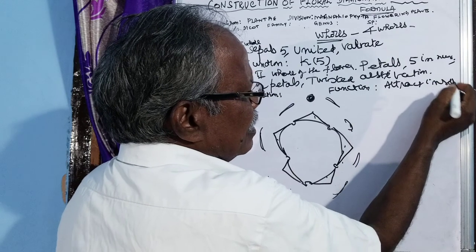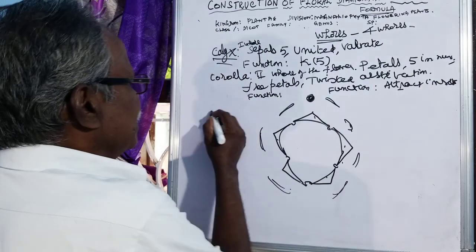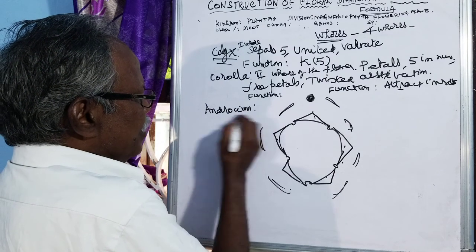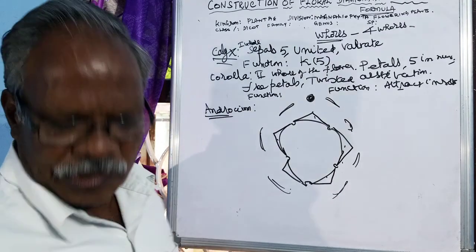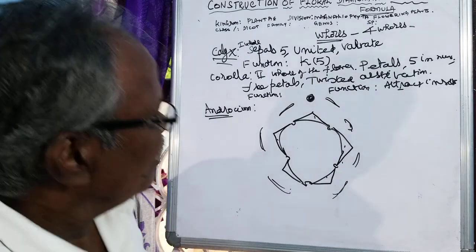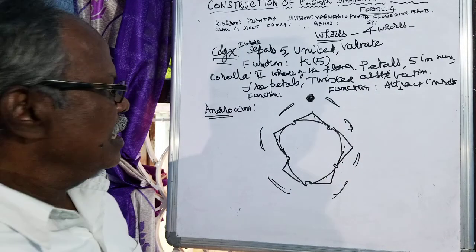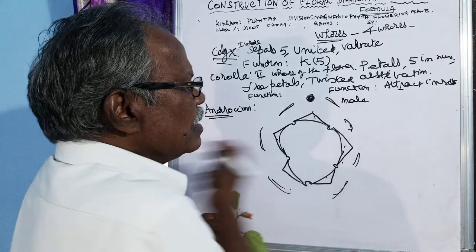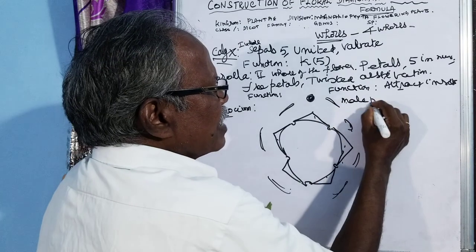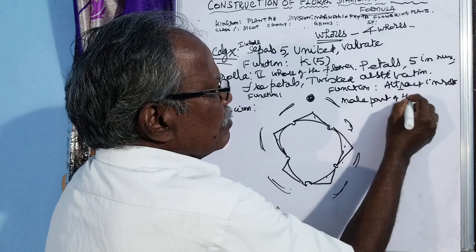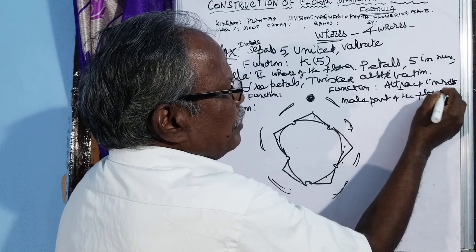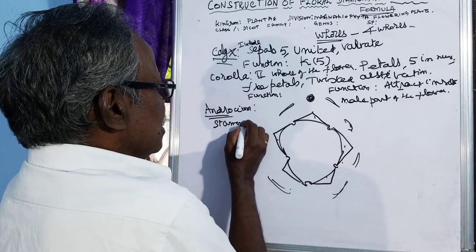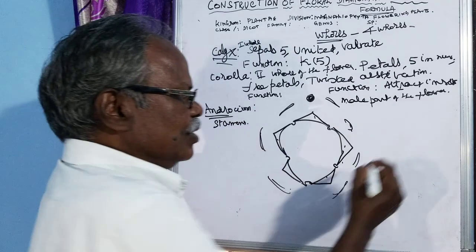Then androecium. Andro means male. So with that we have to understand what is meant by andro. Androecium means the male part of the flower. It is made up of stamens. Androecium is made up of stamens with anther.